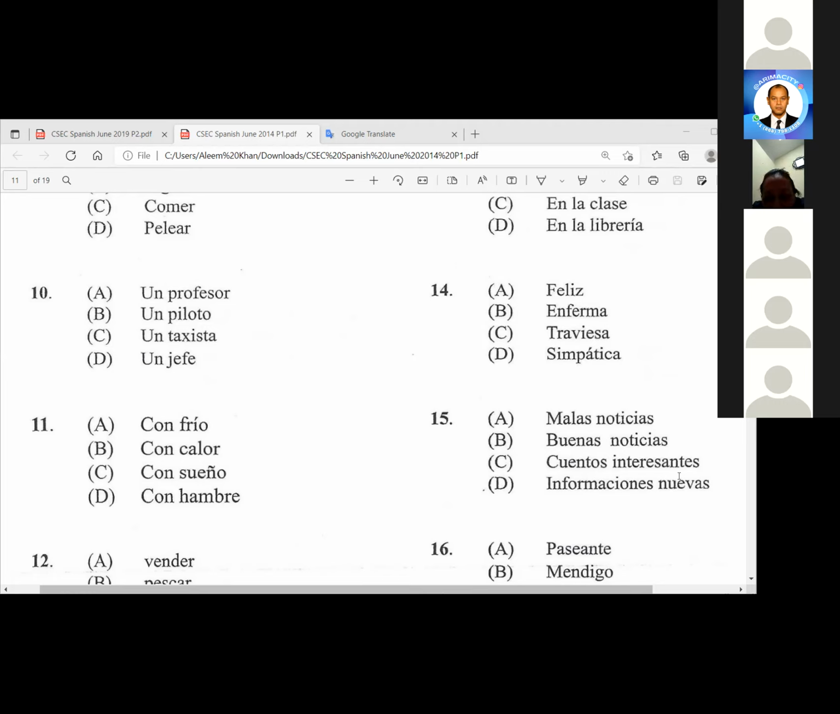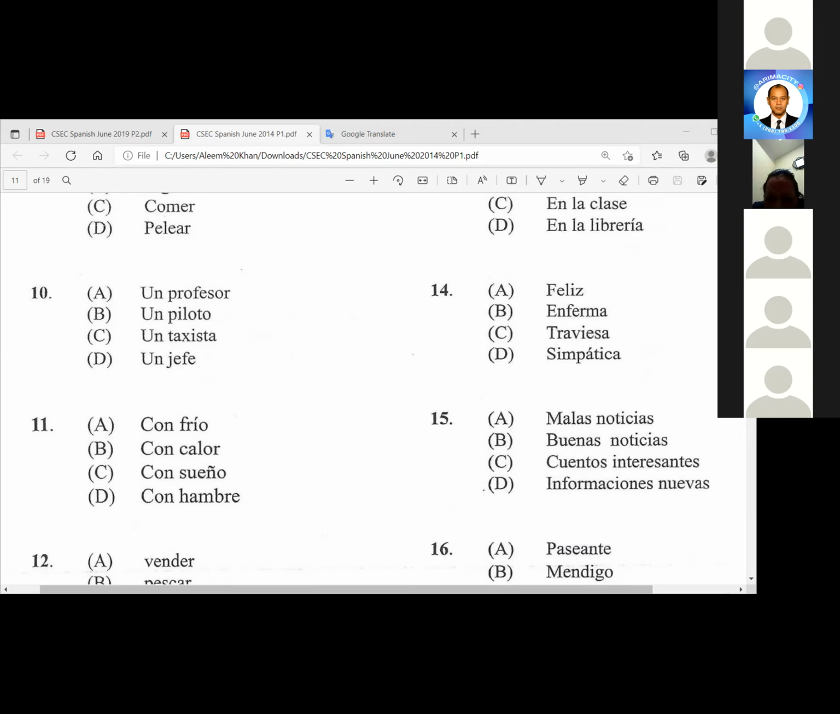Cuentos interesantes is interesting stories. Okay? Interesting stories. Yes, okay. And informaciones nuevas. Informaciones nuevas is new information, right?